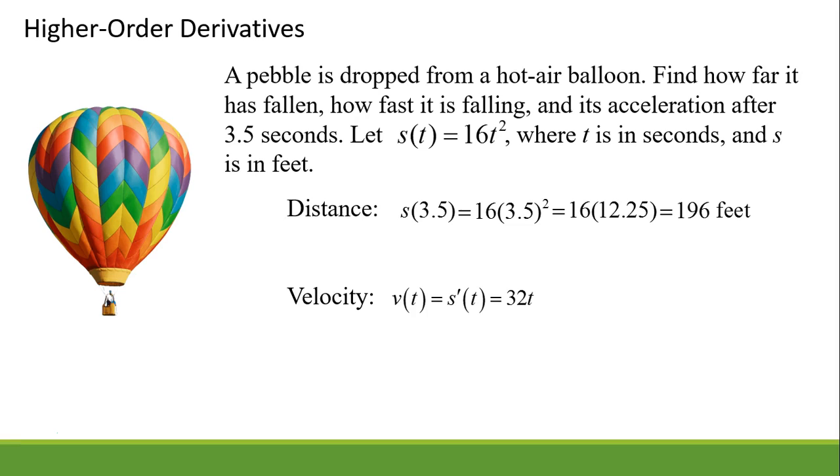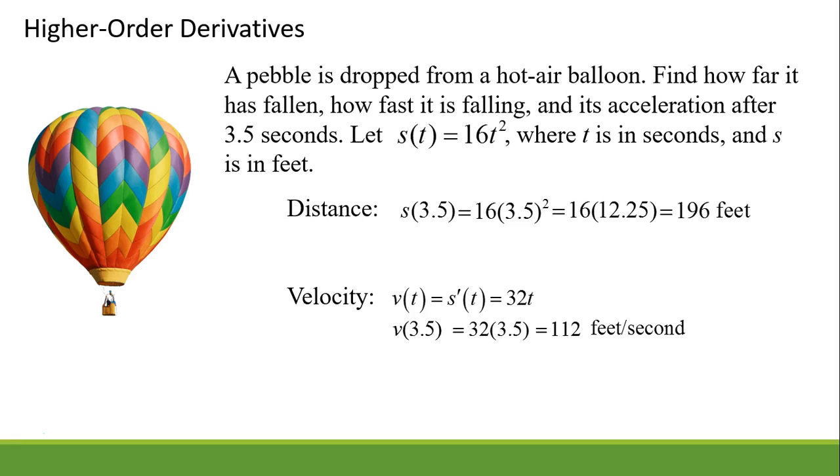The velocity is just the derivative of the position function. So the derivative of 16t squared is 32t. That means if we want to know how fast the pebble's falling after 3.5 seconds, we want to know the value of the velocity function when t is 3.5, which is 112 feet per second.